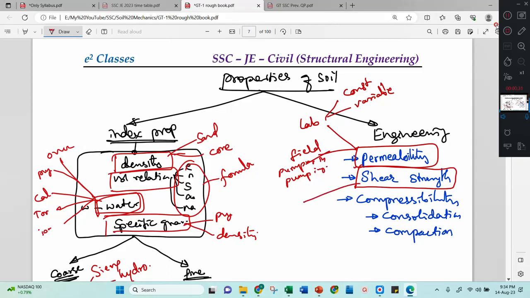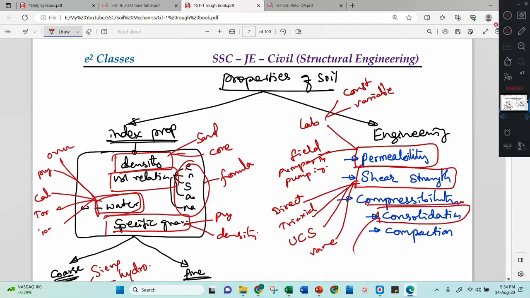Then shear strength, we have four tests. First one is the direct shear test, triaxial test, then unconfined compression strength test, vane shear test. Then compressibility, consolidation, one test is there. Then compaction: standard Proctor test and modified Proctor test. Right? This all comes in the laboratory, but you have to read.